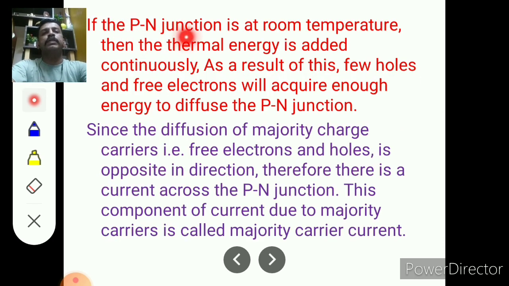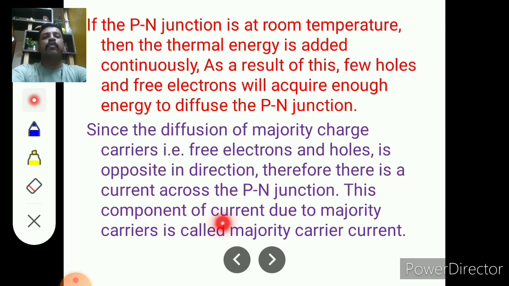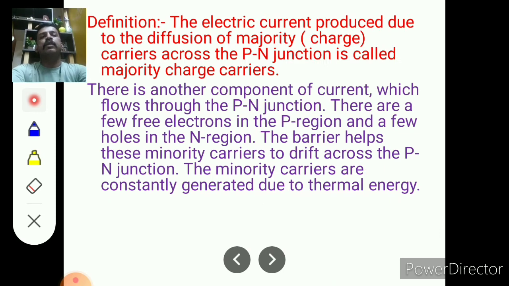If the p-n junction is at room temperature, then thermal energy is added continuously. As a result, a few holes and free electrons will acquire enough energy to diffuse across the p-n junction. Since the diffusion of majority charge carriers, that is free electrons and holes, is opposite in direction, there is a current across the p-n junction. This component of current due to the majority charge carriers is called the majority carrier current. Definition: the electric current produced due to the diffusion of majority charge carriers across the p-n junction is called the majority carrier current.